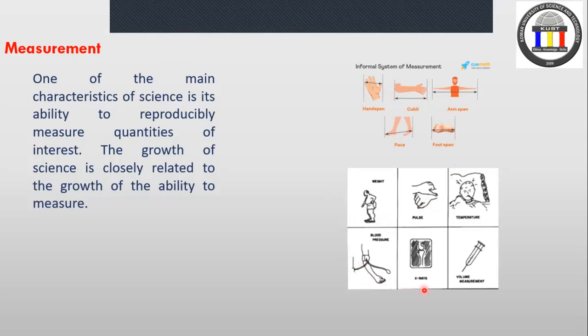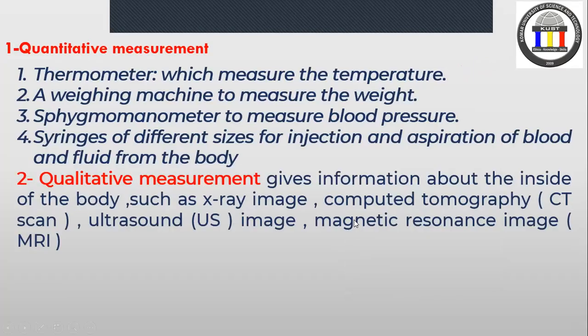Then we will start with using X-ray and volume measurement, temperature, pulses, weight, blood measurement or blood pressure. All of them are kinds of measurement, and then we will understand how they work. We have two types of measurement.